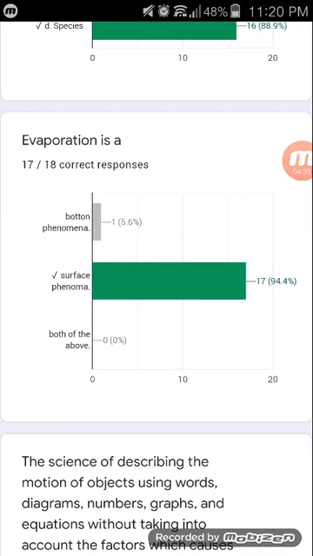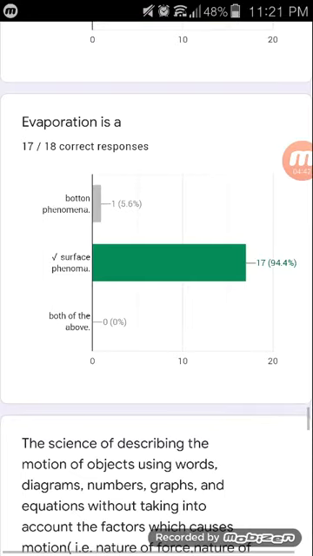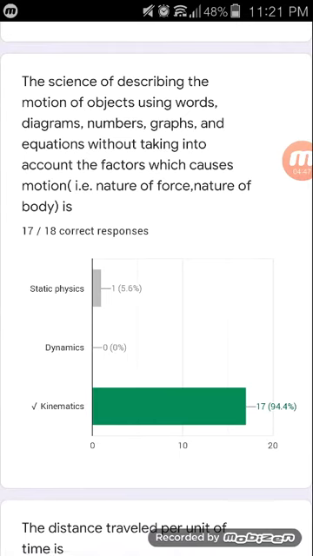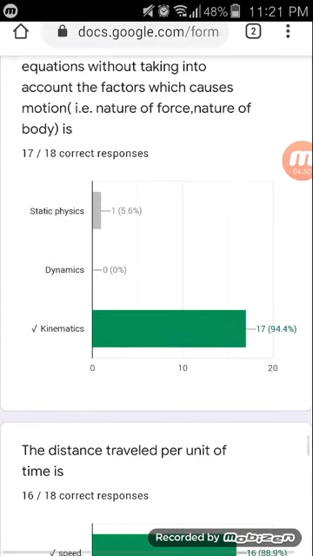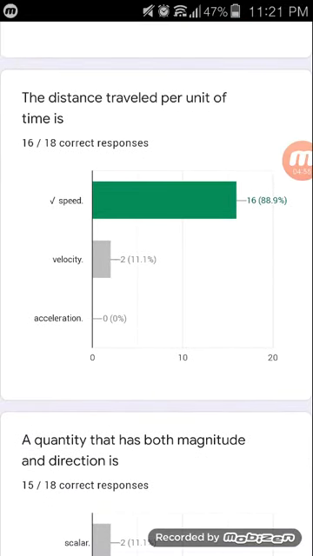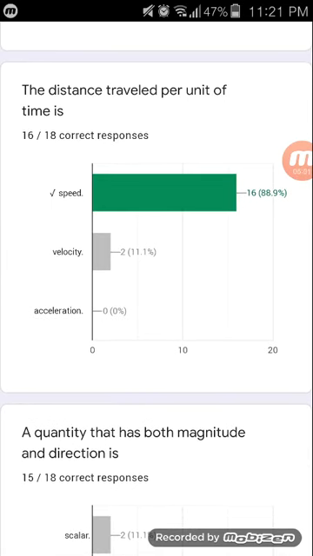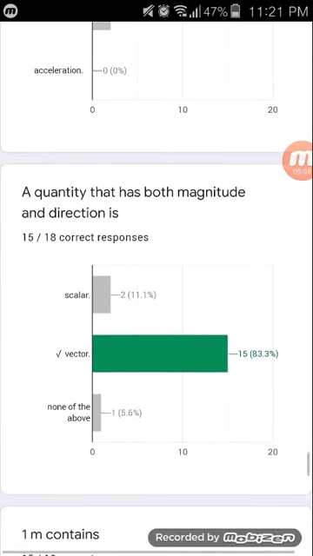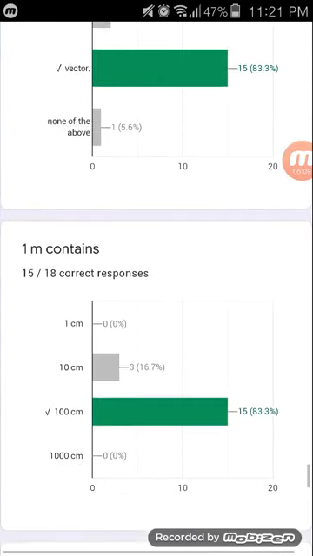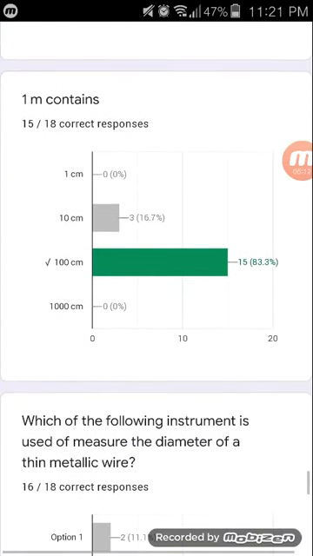Evaporation is basically a surface phenomenon, when only the surface particles turn into gas particles. Next we have a definition of kinematics, and I only asked what it is about. The next is that the distance traveled per unit time is speed. Next, a quantity that has both magnitude and direction is a vector. We have learned it in kinematics. 1 meter contains 100 centimeters. This is a universal truth. There is nothing to learn about it.